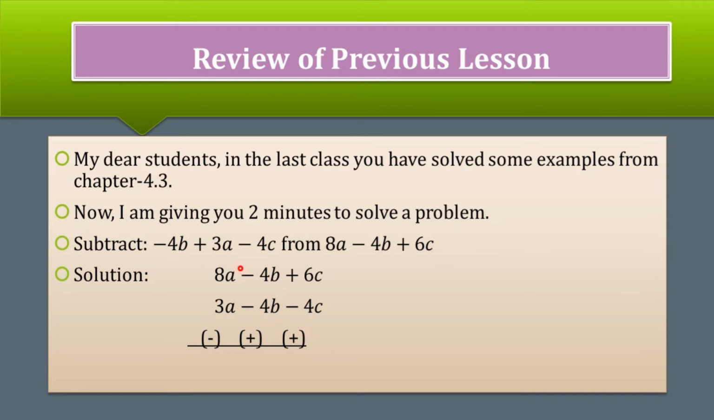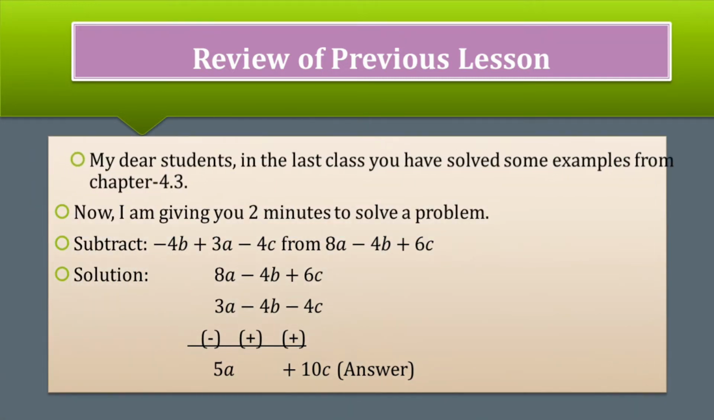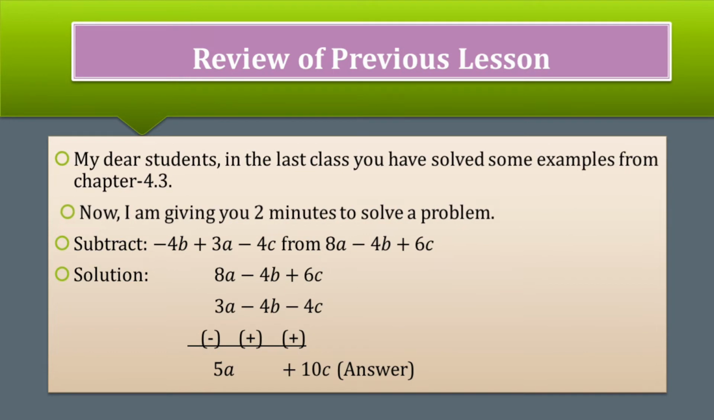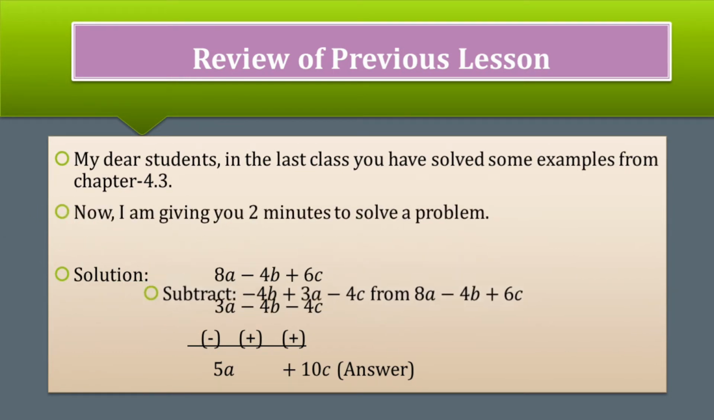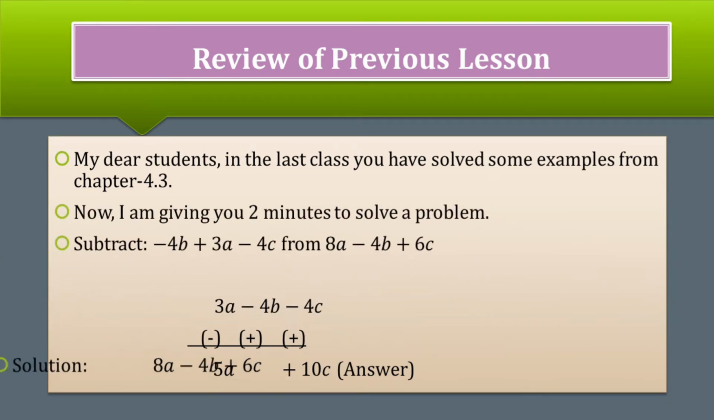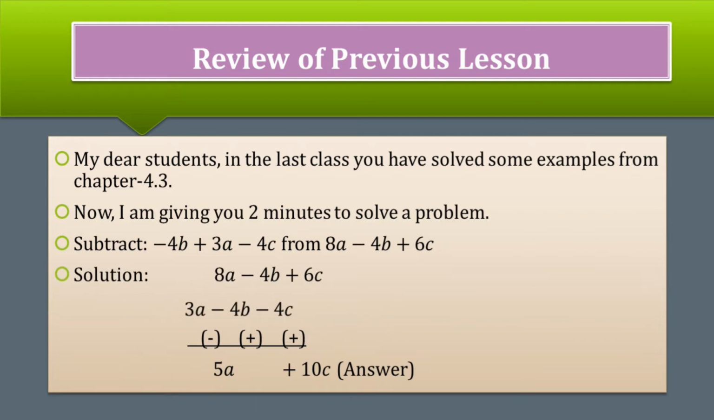And after that, plus 8a minus 3a, that would be plus, and minus, that would be minus. So we will get 5a, and minus 4b plus 4b, we will get 0, plus 6c plus 4c, that would be plus and plus, that would be plus 10c. So that is the answer, my dear. So my dear students, in the last class you have solved some examples from chapter 4.3, and this is the subtraction I have already given you, and this is the solution. 5a plus 10c is the answer, my dear.